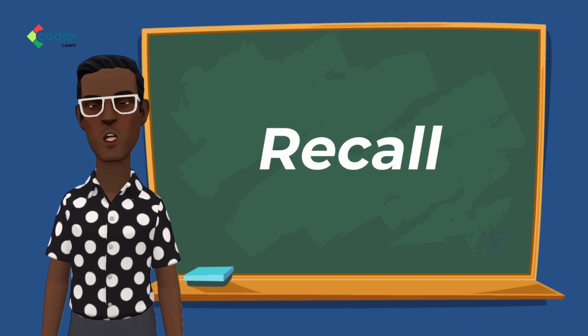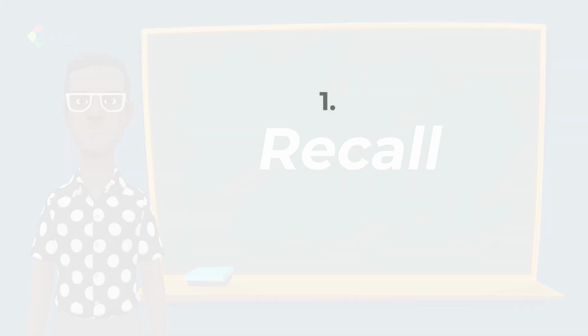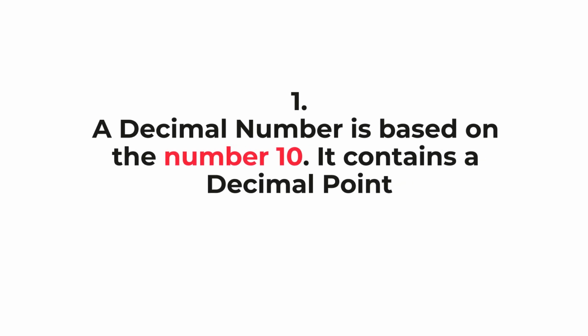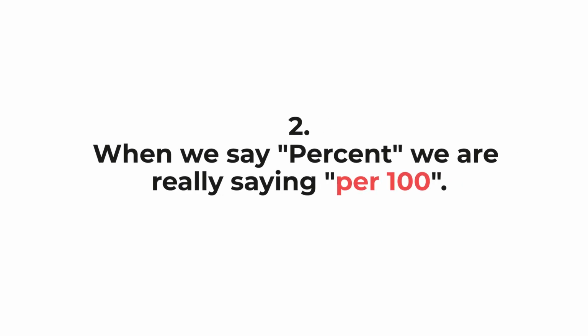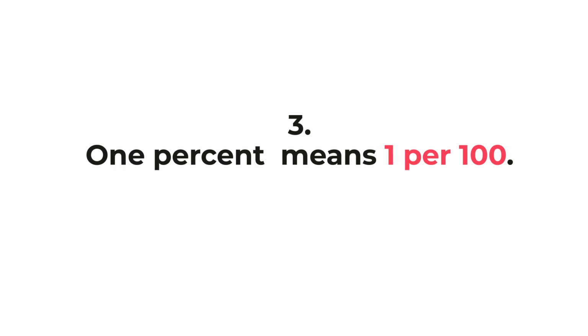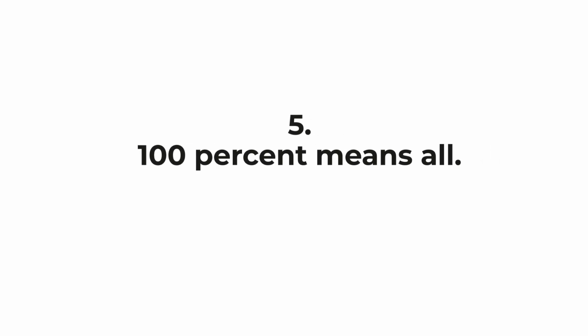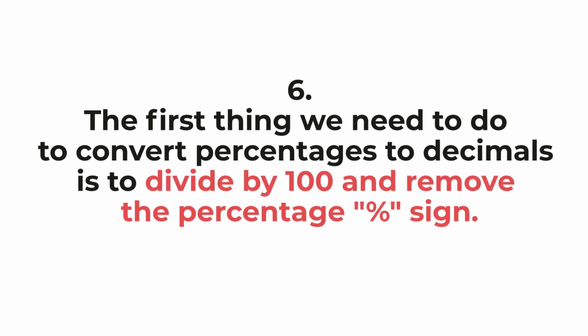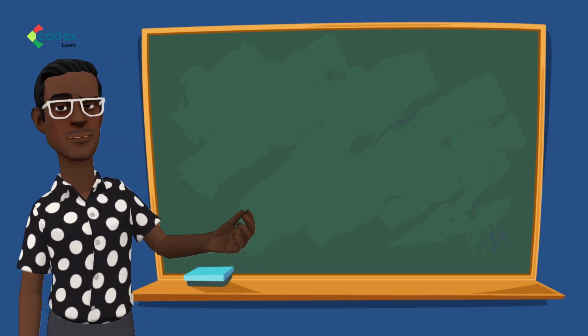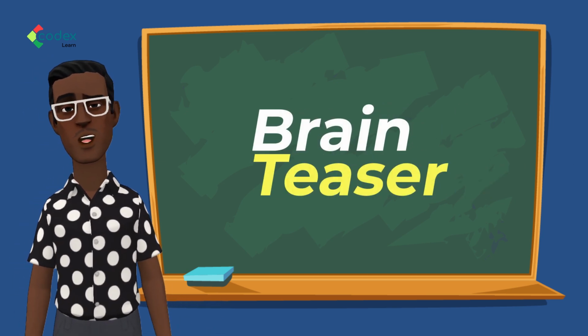Now, let us remind ourselves about some of the things we have learned. 1. A decimal number is based on the number 10. It contains a decimal point. 2. When we say percent, we are really saying per 100. 3. 1% means 1 per 100. 4. A percentage is identified by the % symbol. 5. 100% means all. 6. The first thing we need to do to convert percentages to decimals is to divide by 100 and remove the percentage sign. Great!